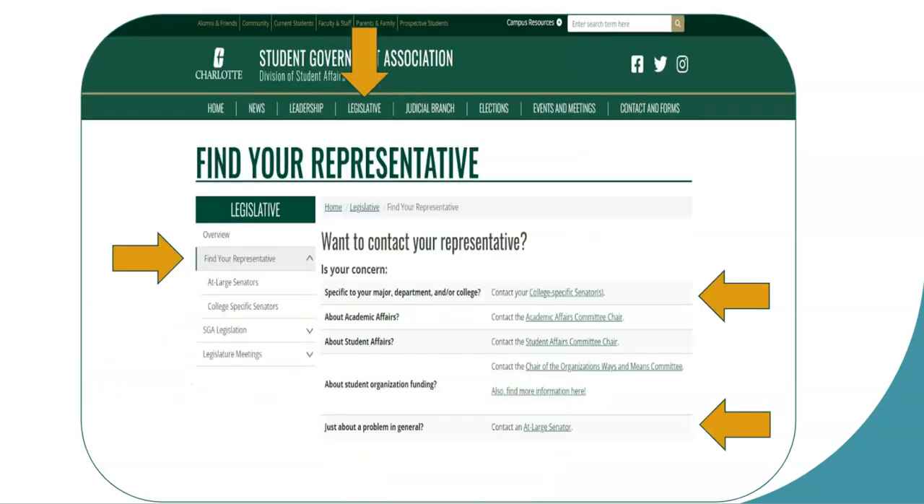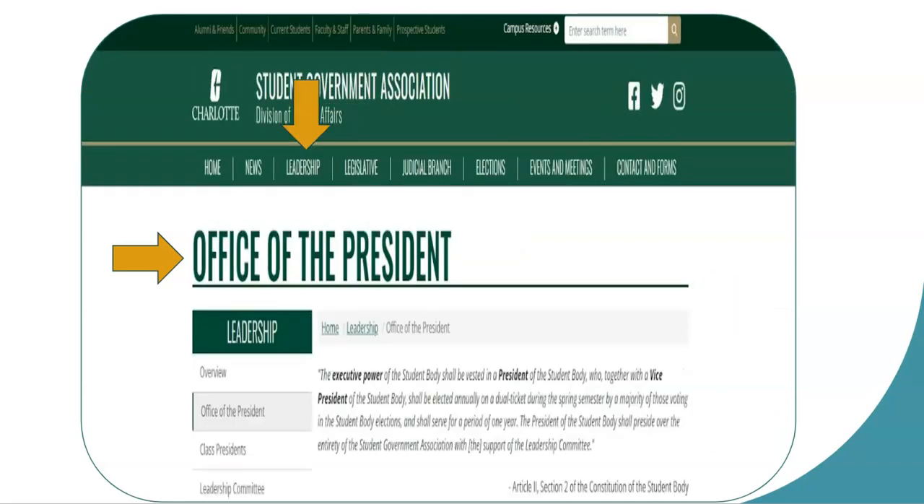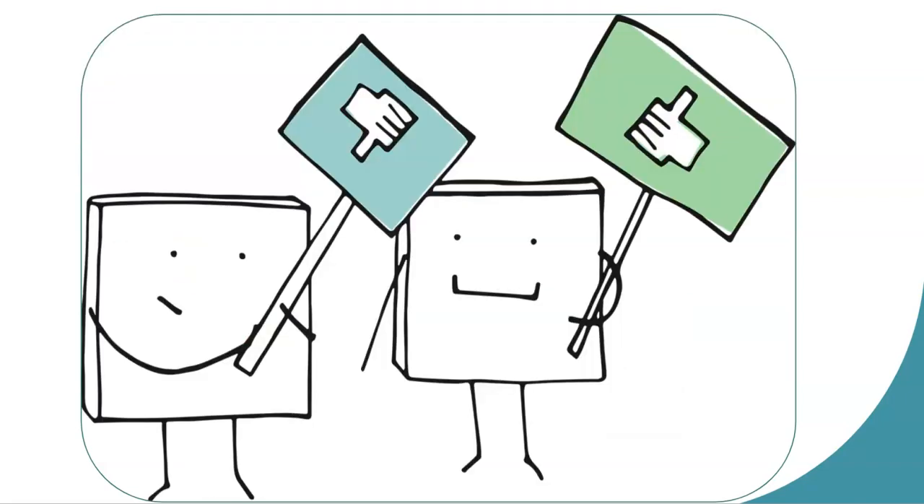You can contact your representatives through the UNCC SGA website by clicking on the Legislative tab and find your representative. From there, you can contact your college-specific senator or at-large senators for more general problems, as well as clicking on the Leadership tab and contacting your student body president and vice president. Please let your voice be heard and share your classroom experience.